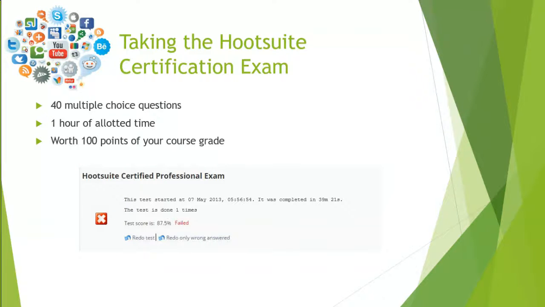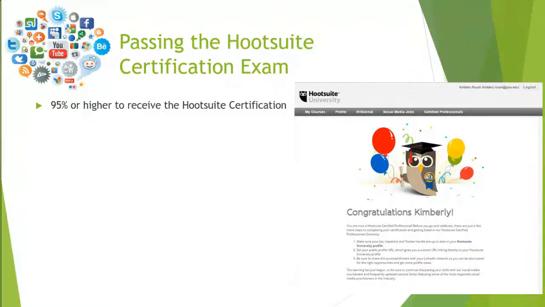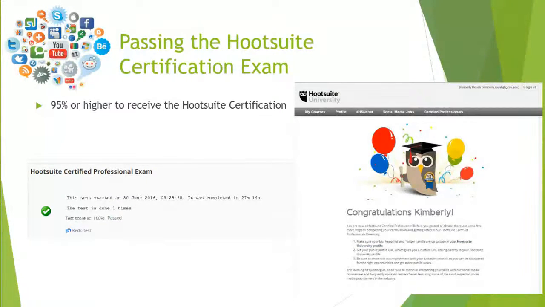Now, you can see the example of the screen here, and you can see that it says the test is done one time. Test score is 87.5%. That is what I will use to enter your grade into Georgia View. Now, passing the Hootsuite certification requires at least a 95%. If you do not score 95% on the first time, don't worry. You can retake the exam to reach the necessary score to get the certification.